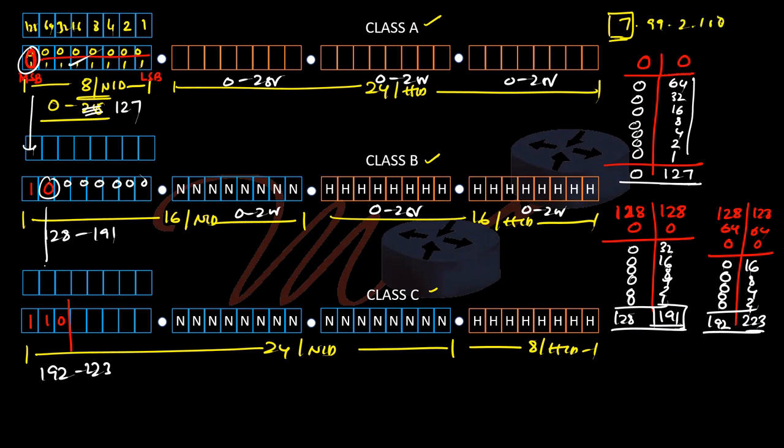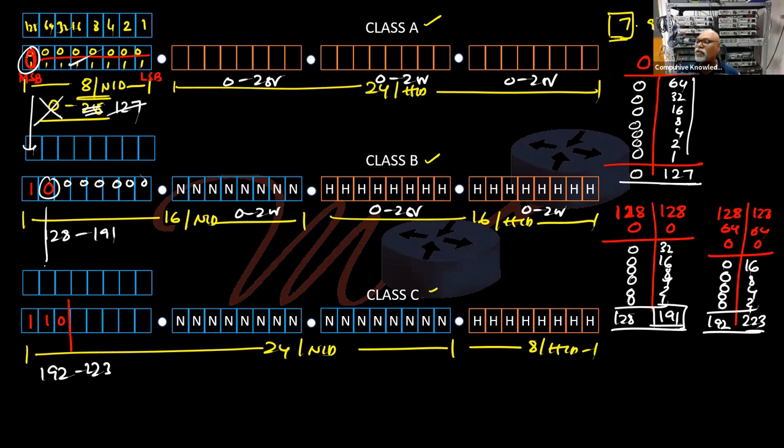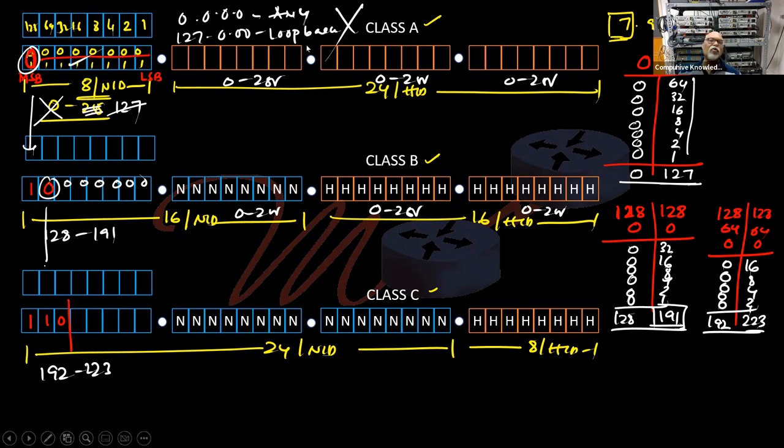Yes, sir. Now, even this zero and 127, zero is also reserved for a special purpose, and 127 is also reserved for a special purpose. Zero represents any network. This represents loopback. I am not teaching you that now, some other time. Today it's not relevant, so I'm not discussing that. So 1 to 126 is class A.